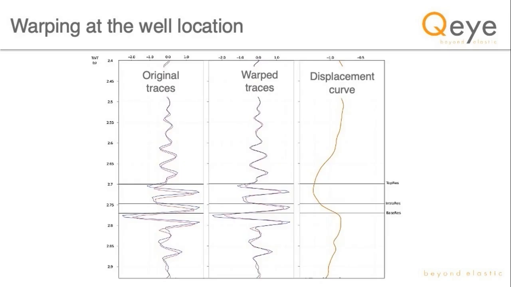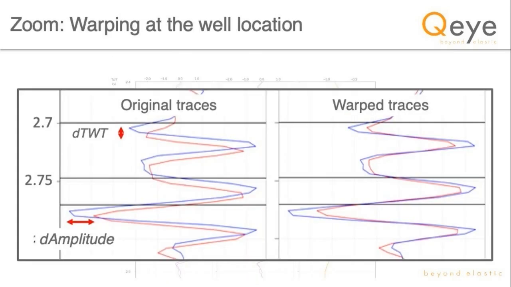So if we look at the warping at one well location, on the left-hand side, you have the original two traces we're trying to align. Then you have the warp traces in the middle, and then you have the displacement curve in two-way travel time to the right. I'll try and zoom in a little bit so you can better see what's going on. So again, the original traces on the left-hand side, and then you see how everything has been adjusted with the warp traces, so peak to peak and trough to trough are more or less perfectly aligned.